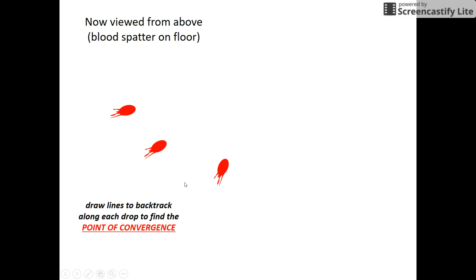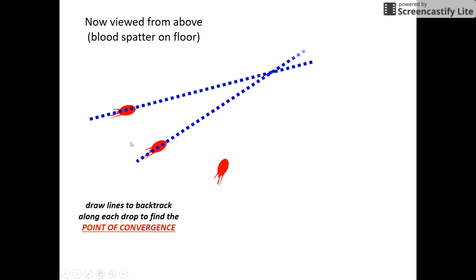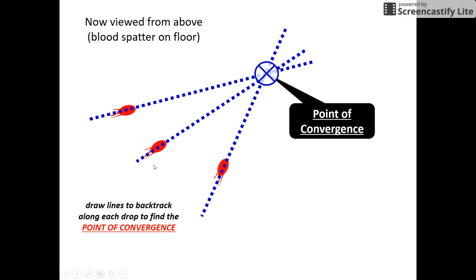So what if we backtrack? Using a ruler, we backtrack through this along the long axis of the blood drop, backtrack here, and backtrack here, and we get this point where all those lines meet. If we're lucky, they meet perfectly. Sometimes they don't meet quite perfectly. Well, we call this the point of convergence.